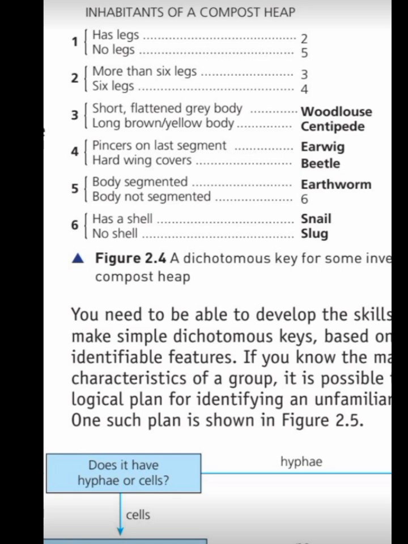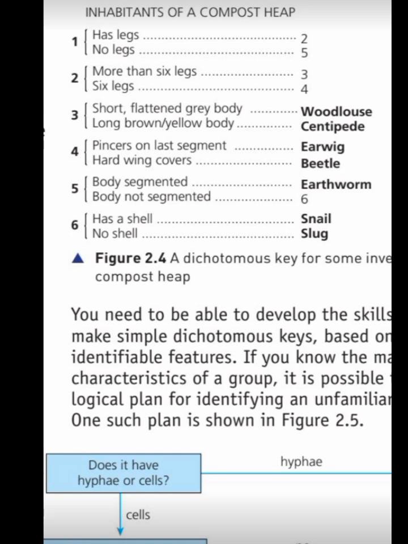Animals without legs are now divided on the basis of segmentation. Now if it has no legs, no segments, then we have to move to step 6. In step 6, we identify on the basis of the presence or absence of a shell. If it has a shell, it is known as the snail, and if it has no shell, then it is called the slug.